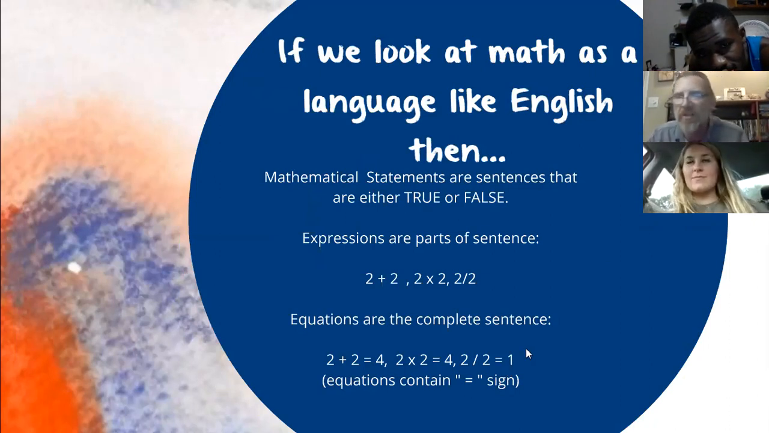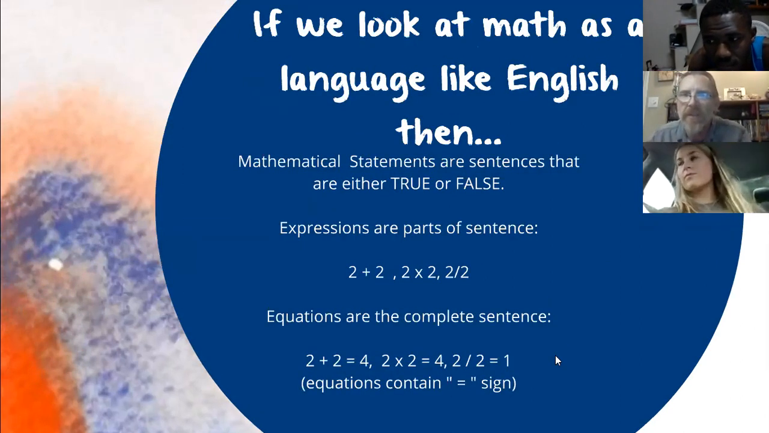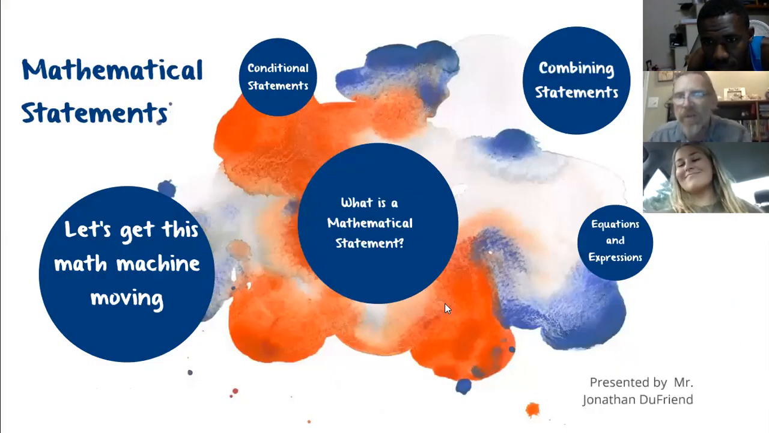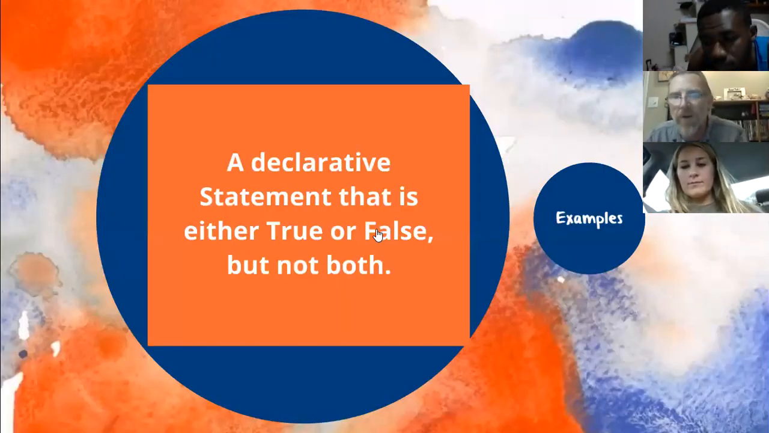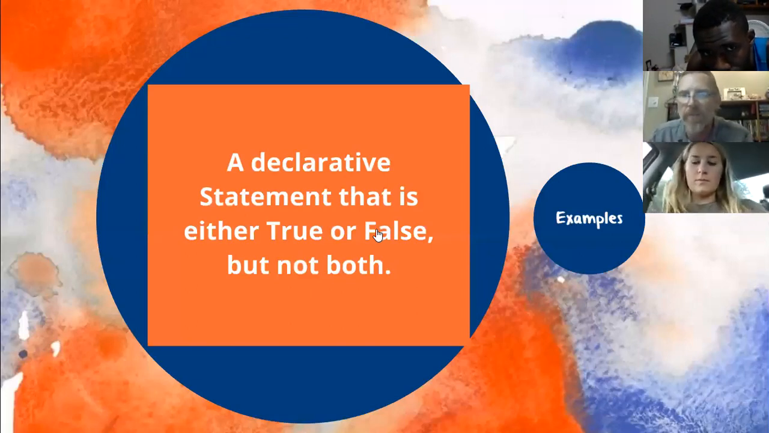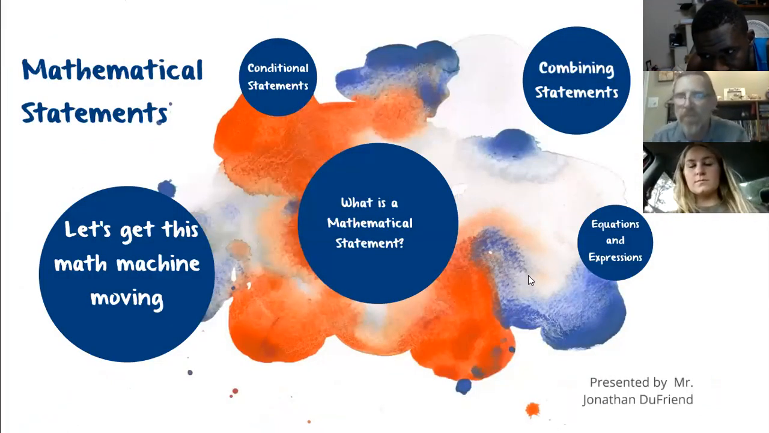Also, we have the conditions, the if and then. We can combine some statements with the ands and ors. So, in a nutshell, mathematical statements are how we talk in math. That's how we speak the language. But there are very specific rules to it. Remember, a declarative statement that is either true or false, but not both. That's the one thing I want you to take away from this. And the other part is equations and expressions. Those are what make up our sentences.